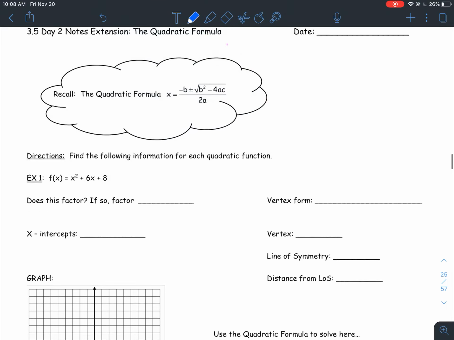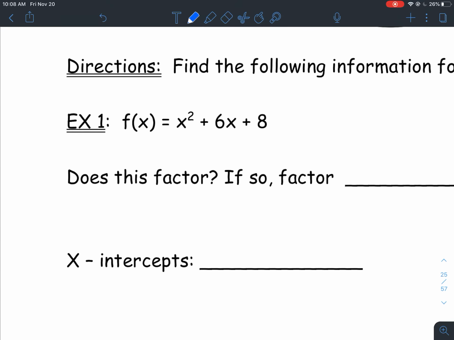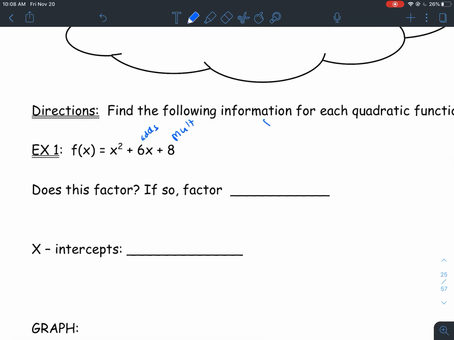All right, so it says find the following information for each quadratic function. First it says, does this factor? If so, factor it. So let's try and remember what factoring is. When we factor this trinomial, we have to figure out what multiplies to give us 8 and adds to give us 6. The two factors that work here are 4 and 2. So if we factor this, we get x plus 4 and x plus 2.